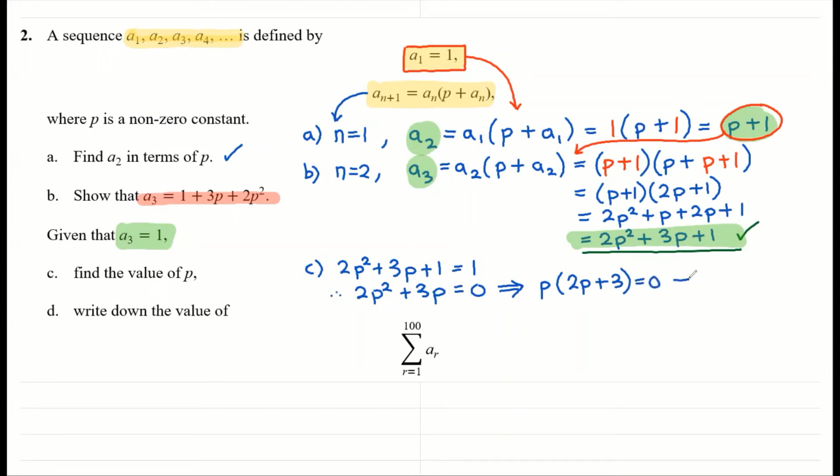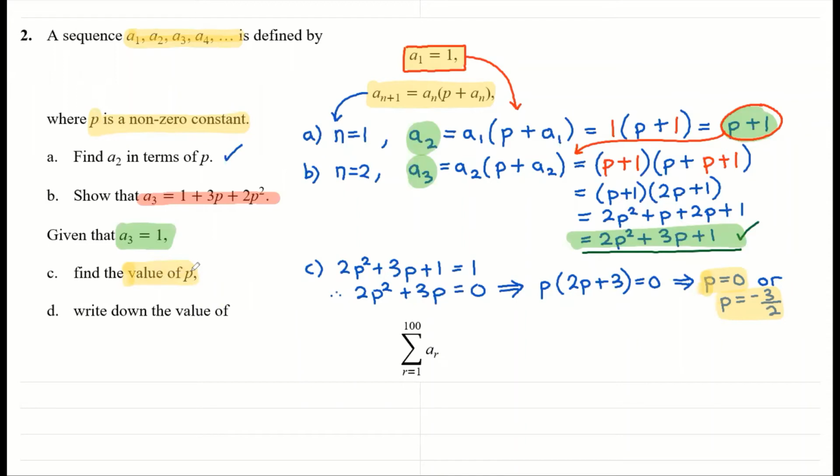So if we just solve this blindly, okay, this means that P equals 0, or P is equal to -3/2. Okay, those are my two solutions there. Now, I said we're just solving this blindly. We need to be careful here and go back to the context of the question. It says P is a non-zero constant. And it also says find the value of P, implying that there's only one value to find.